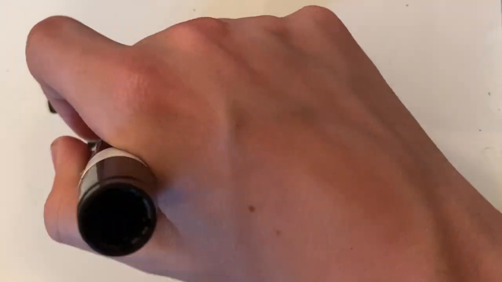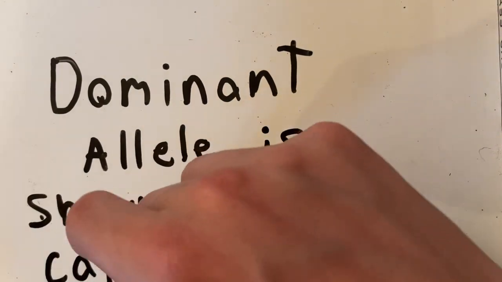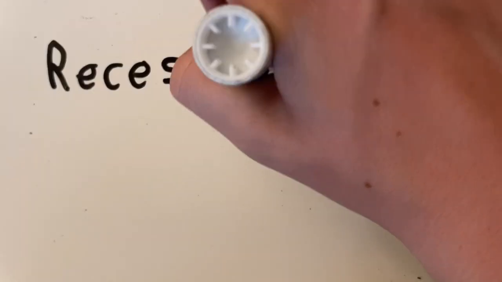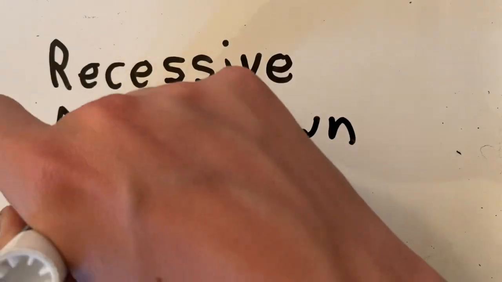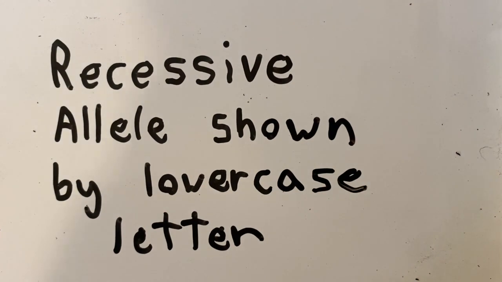Dominant alleles are alleles that will always code for a trait in the phenotype, regardless of what other allele they are paired with. This is represented by a capital letter. Recessive alleles will only be visible in the phenotype if they are matched with an identical recessive allele. Recessive alleles are shown by a lowercase letter.